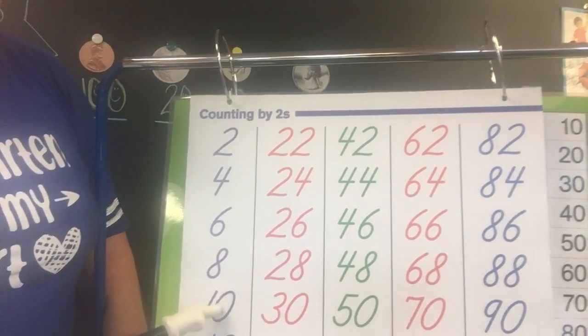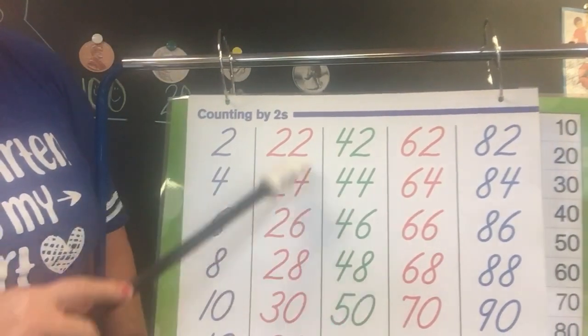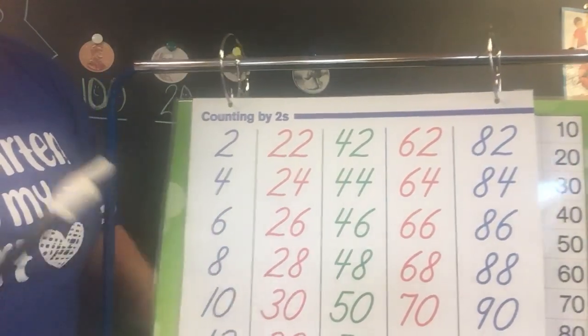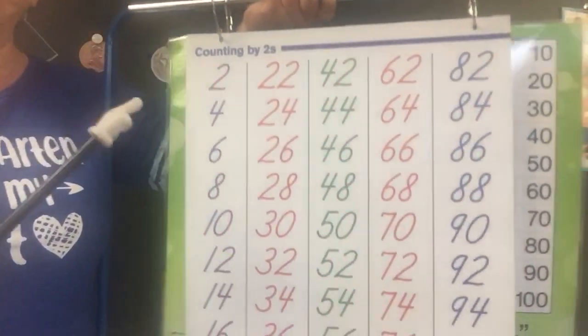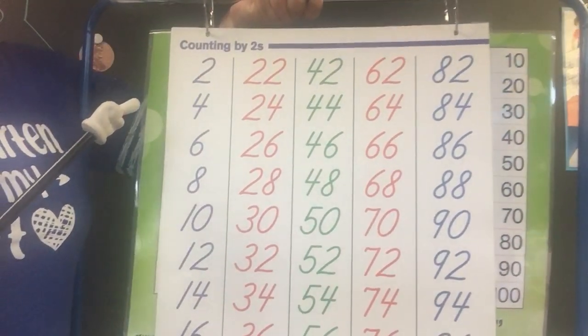So we have the daddy, the 10, 2, 4, 6, 8. Look at that. All of these. 2, 4, 6, 8. The daddies are in between. All right, so let's count together. Are you ready? I'll go a little slower on this, okay?